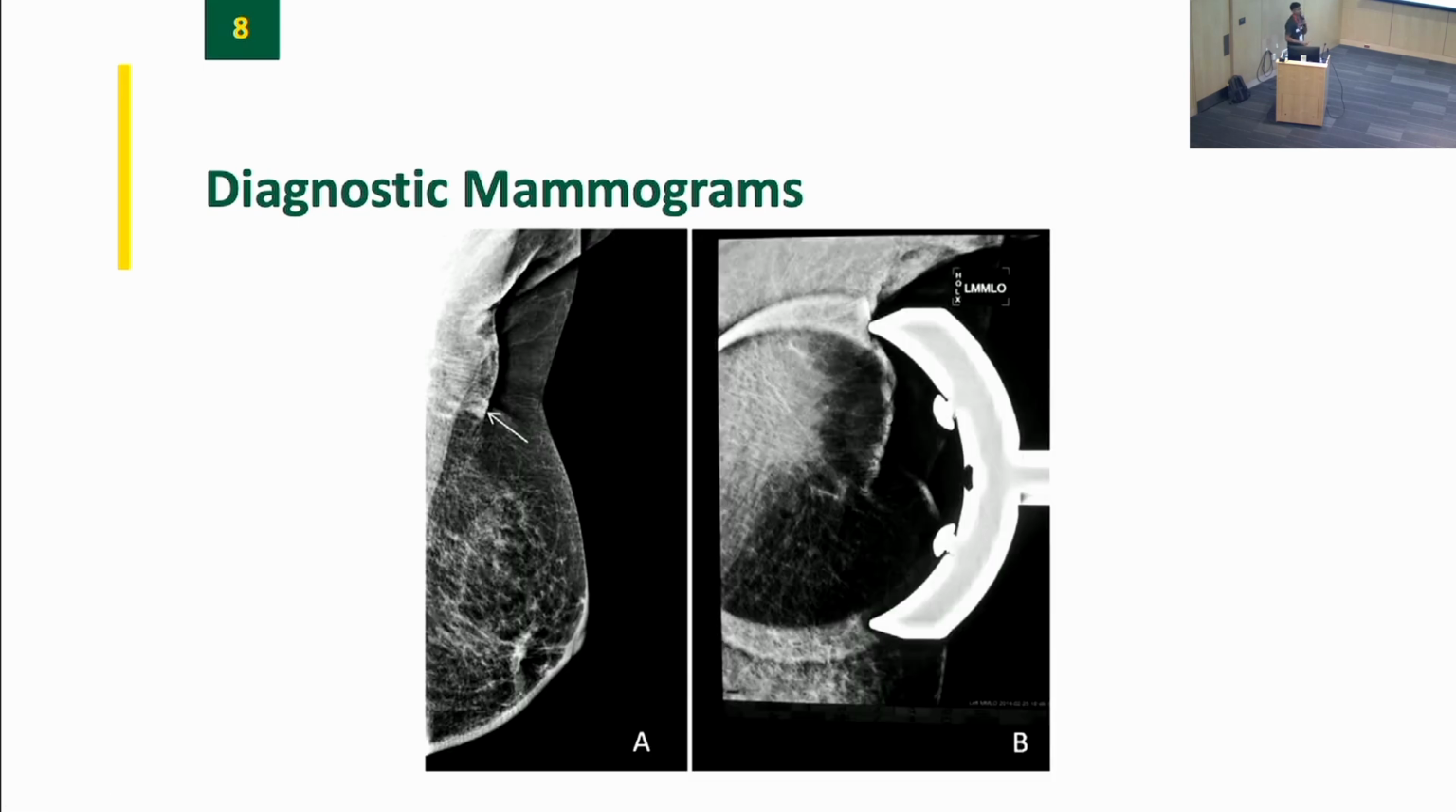This is a spot paddle. They put a paddle on the breast and compress it because they saw some density here. They want to move all the other tissue out of the way so they can get a better look at that density. So this is what happens during diagnostic mammograms so that the radiologist can make a decision of whether or not to biopsy that lesion.